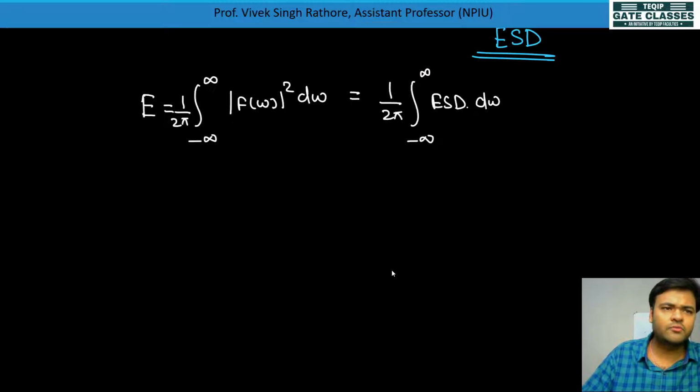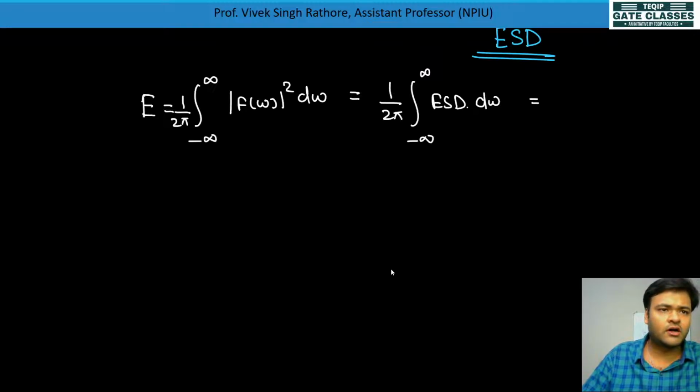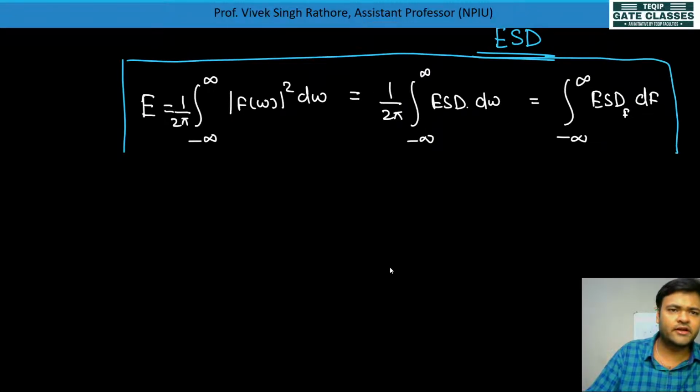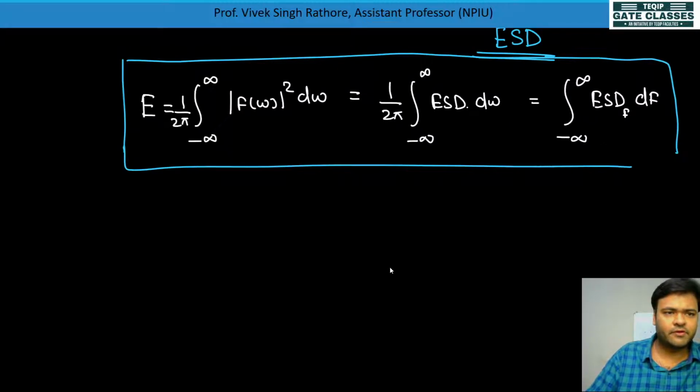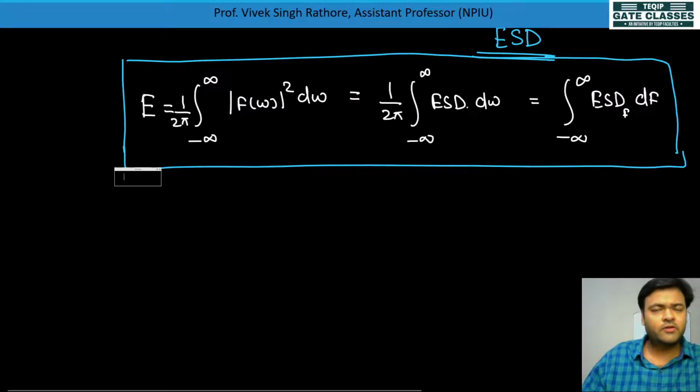And it can also be written as, if you want this ESD to be written in particular frequency df, so see d omega will be there, so omega is equal to 2 pi f is there, so 2 pi 2 pi cancel, so directly you can write minus infinite to infinite ESD in f df, okay. So this relation is very very important for understanding energy concept, okay.